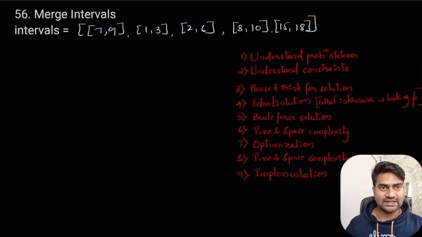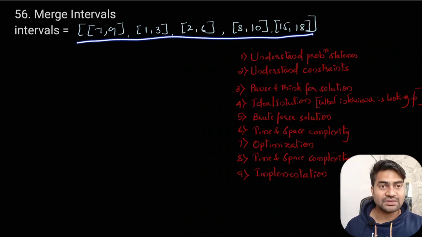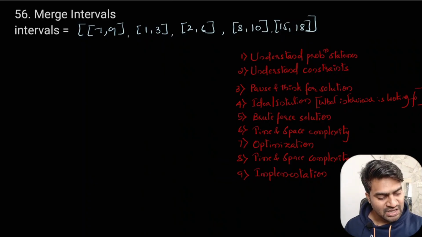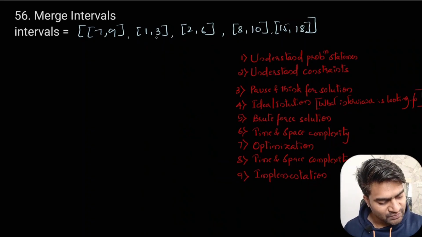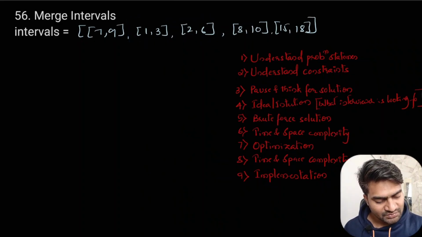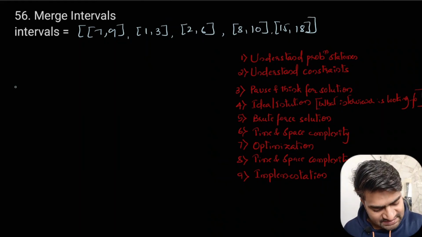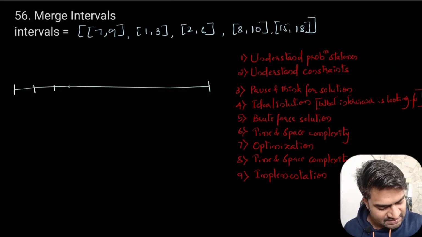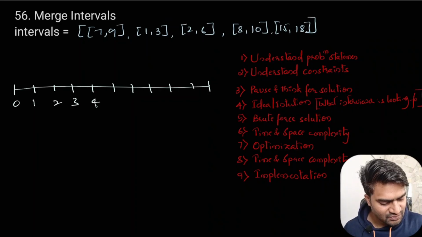Now if you see, this is one of the examples. These are the given intervals. What we need to do is merge intervals which are overlapping. Let us try to understand what an overlap is. Let us take these two values, 1 3 and 2 6. What exactly does 1 3 mean? Let us take a small range of values: 0, 1, 2, 3, 4, 5, 6, 7, 8, 9, and 10.